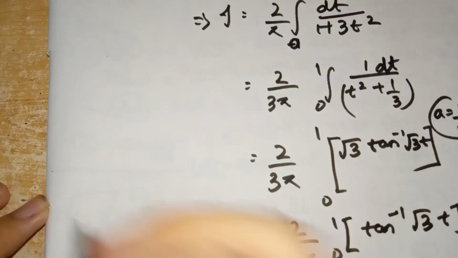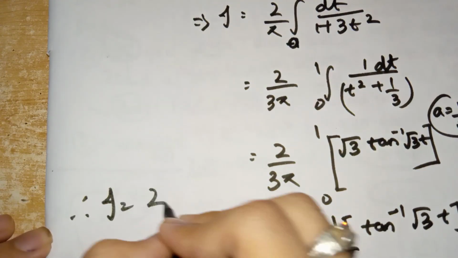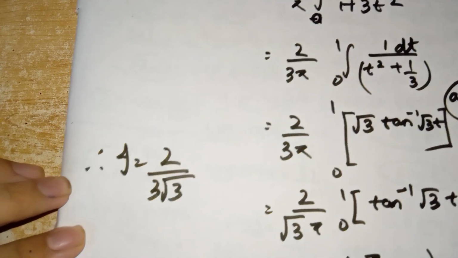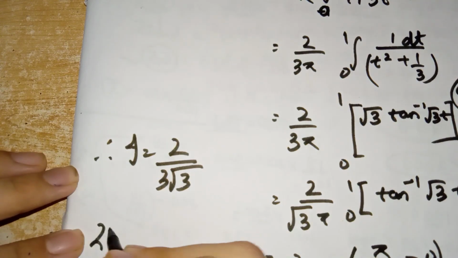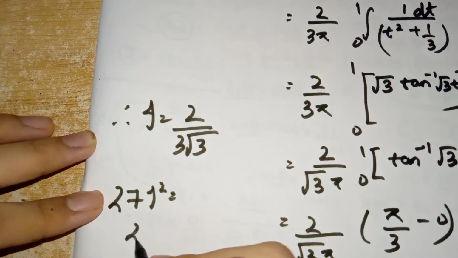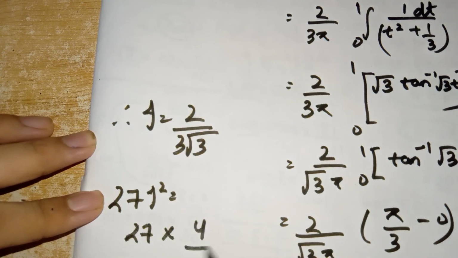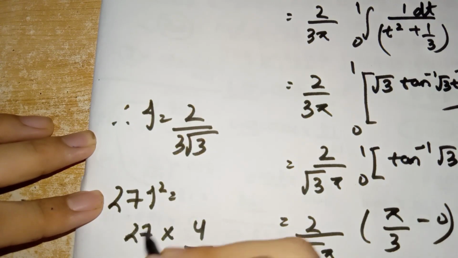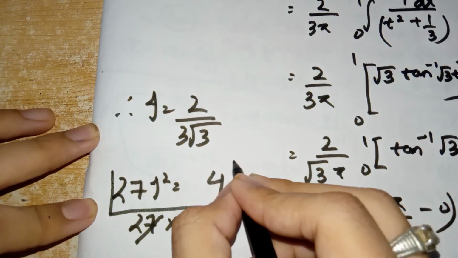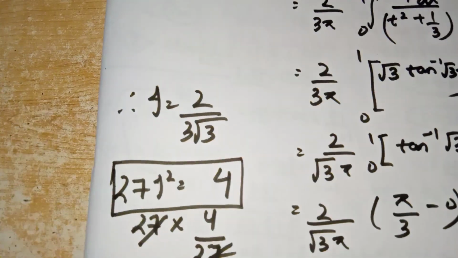So therefore our I is equal to 2 by 3 root 3, but the question demanded 27 I square, if you remember. So 27 I square is equal to 27 into I square, 4 by 27. This cancels out. Therefore the answer we get for 27 I square is 4. This question was pretty easy, just required 2 formulas, and yeah, we could expect such questions in the near future.